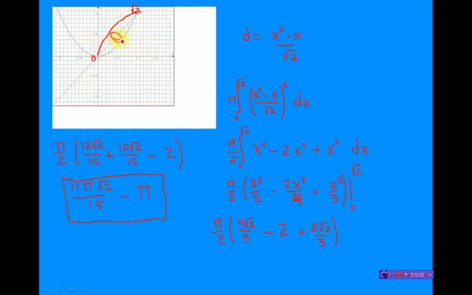And again, that's the volume of taking the graph of y equals x squared and rotating it about the graph of y equals x. Quite a difficult problem.